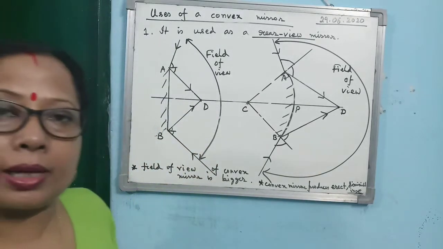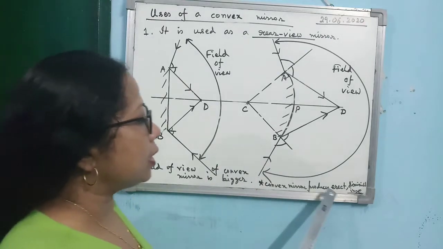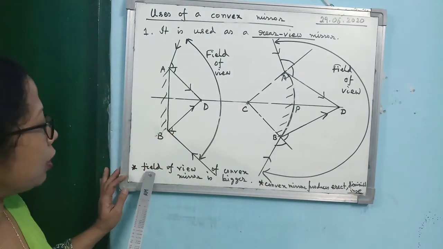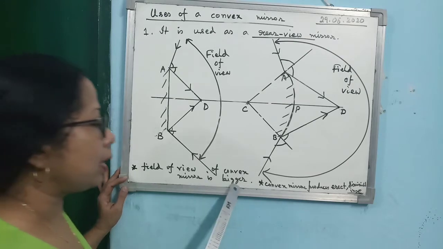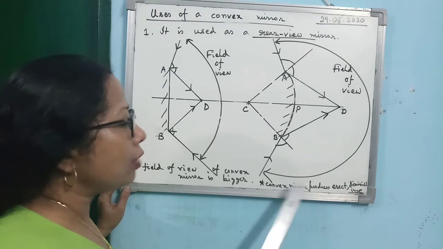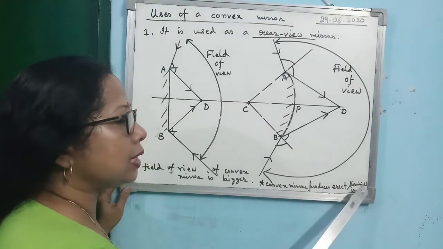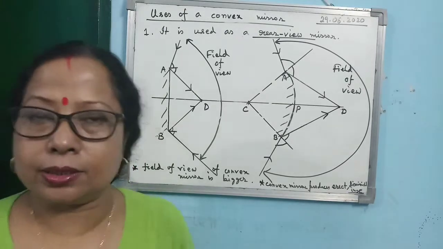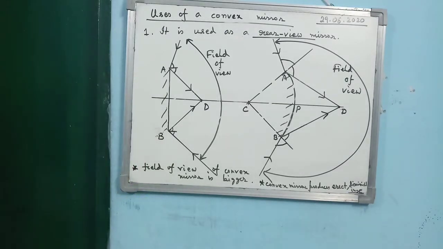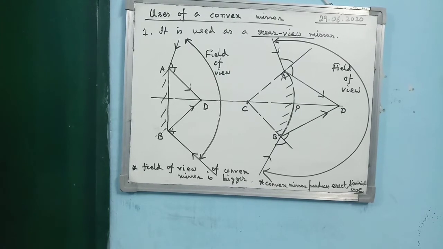that is why a convex mirror is used as a rear view mirror. Alright, convex mirror is used as a rear view mirror because the field of view of a convex mirror is bigger, and a convex mirror always produces an erect and diminished image. Okay, so this use of convex mirror is very important for your board exam.